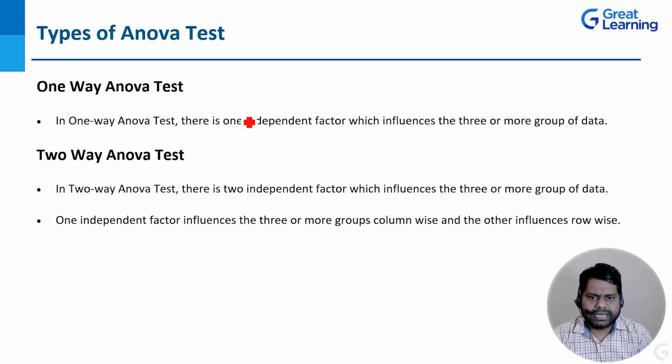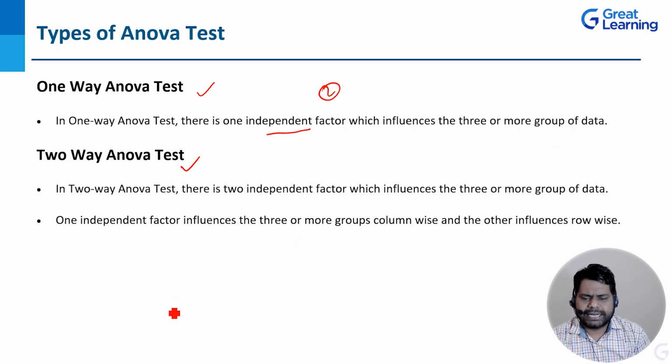Now, moving on to the next topic, that is types of ANOVA test. Basically, we can divide the ANOVA test into two parts. One is the one-way ANOVA test and the second one is the two-way ANOVA test. So what is the one-way ANOVA test? In the one-way ANOVA test, there is one independent factor which influences three or more groups. Let's take an example and understand it.